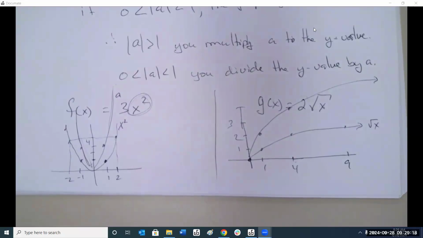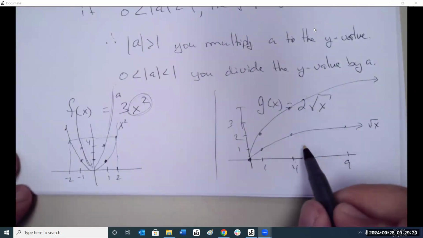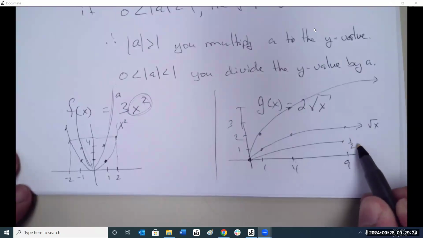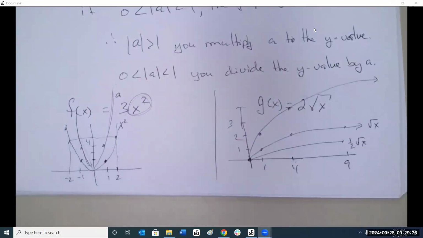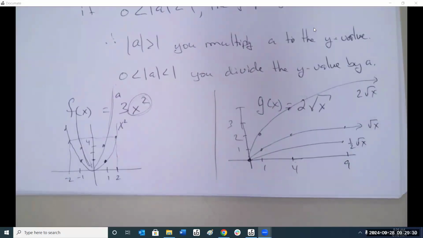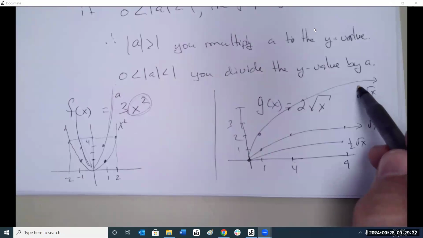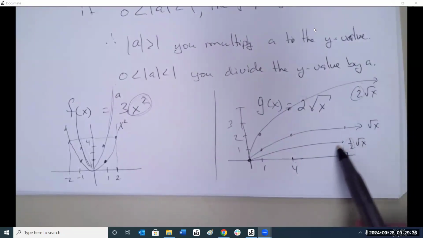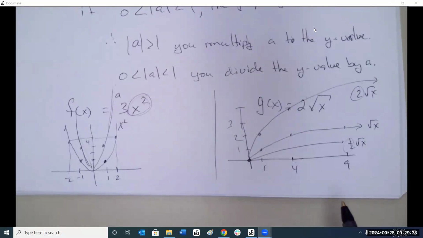And just do the opposite. If it's a fraction, this one would be 1/2 square root of x. This is 2 square root. So you see what happens if we have an integer in front of it, it gets bigger. If we have a fraction, it gets shrunken.